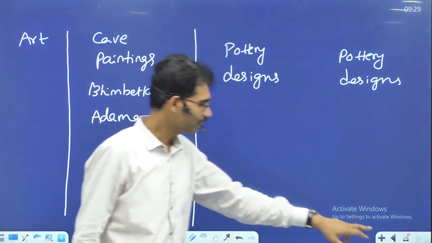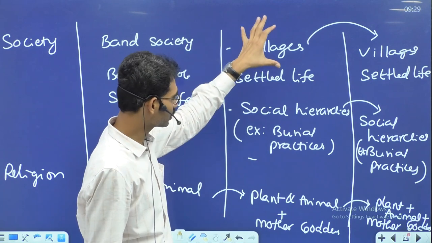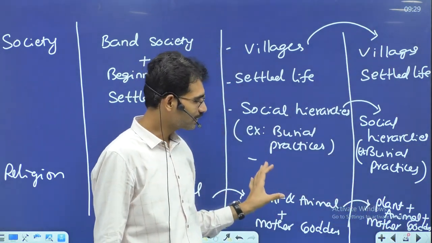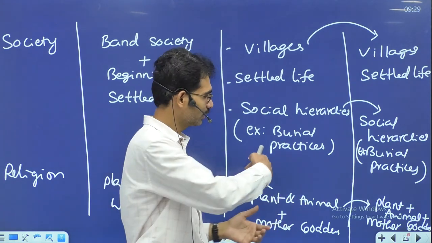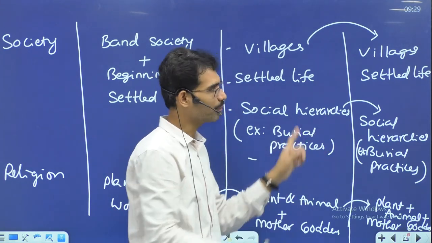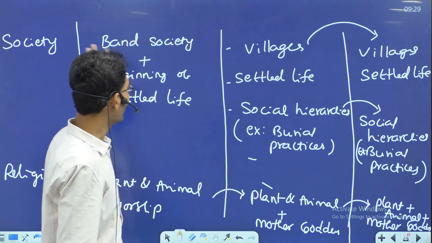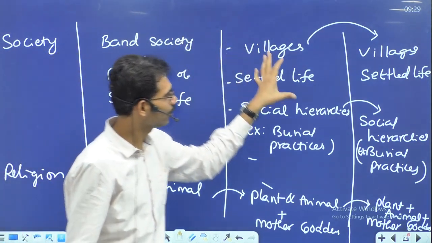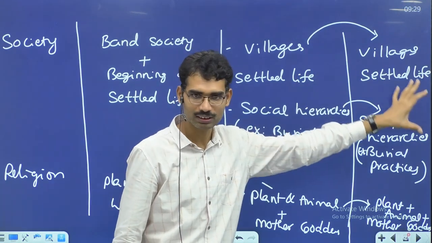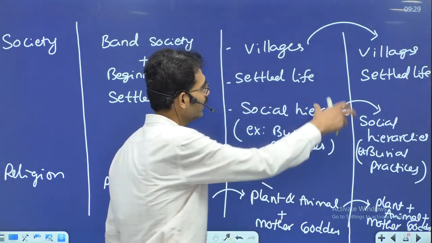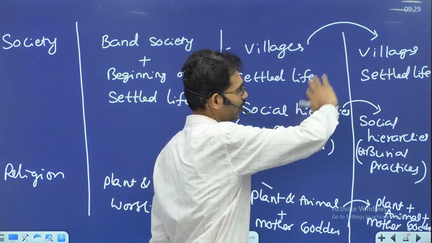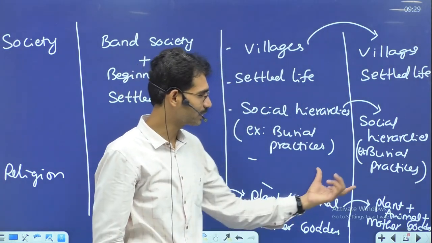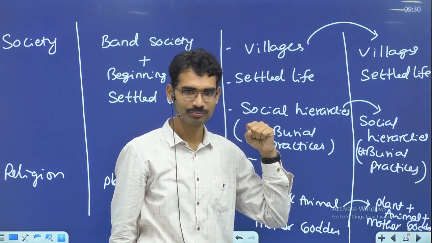Now you see, when it comes to Neolithic and Chalcolithic, you will not see much difference. Only the population is going to increase. In Paleolithic, less population. Mesolithic, population little bit increased. Neolithic, some more people. Chalcolithic, some more people. Only more population, more villages, more subsistence pattern activities.